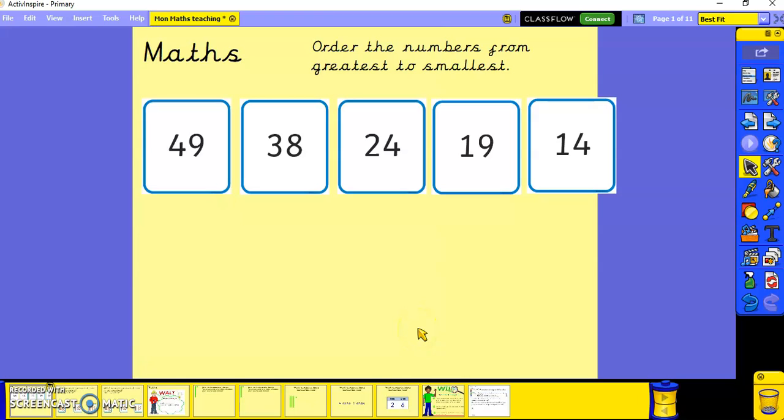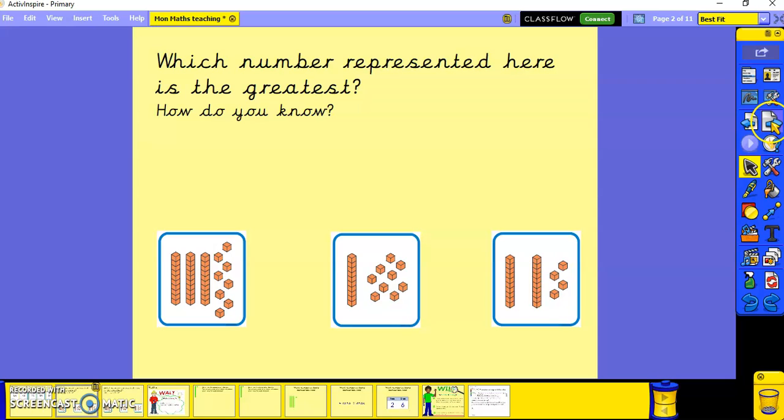Now you could have a go at creating your own set of numbers to sequence at home from greatest to smallest or from smallest to greatest. Let's have a look at our next problem for this morning. Which number represented here is the greatest? And also, can you tell me, how do you know?